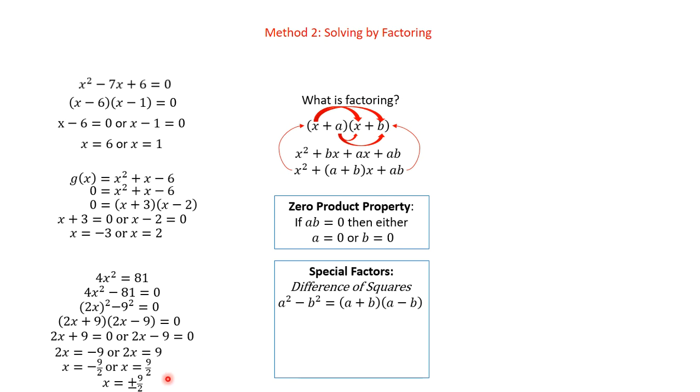And so this one would be really difficult to try and graph. I mean, the y-intercept is at negative 81. Our x-intercepts are at plus and minus 9 halves. I mean, that's going to be a tough one to try and graph. So here, factoring is definitely a lot easier. So back to our special factors.